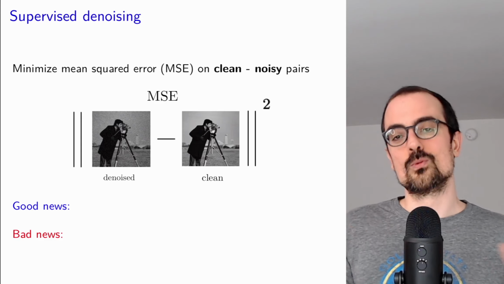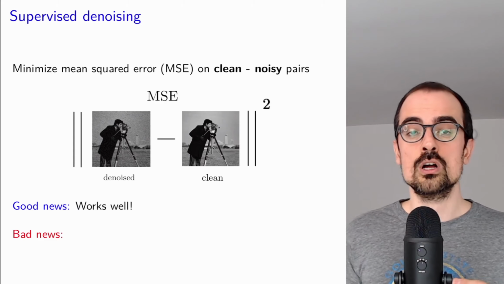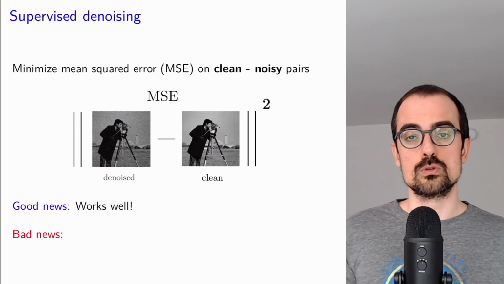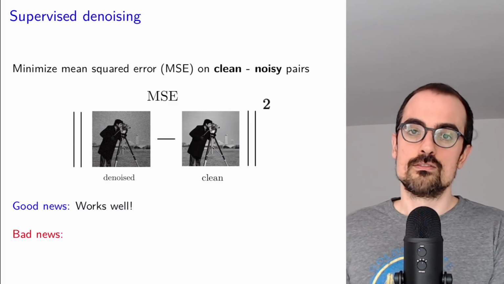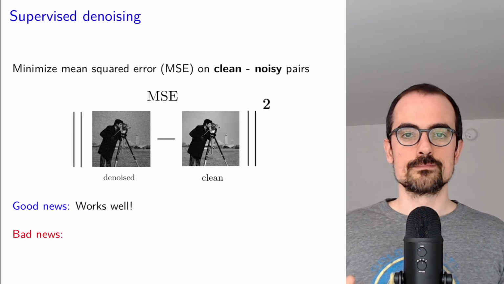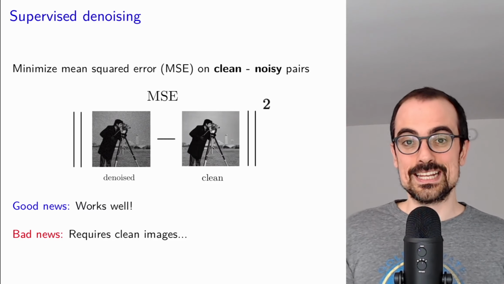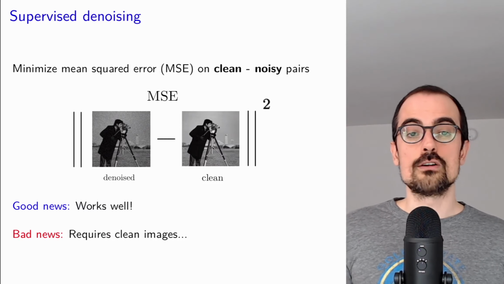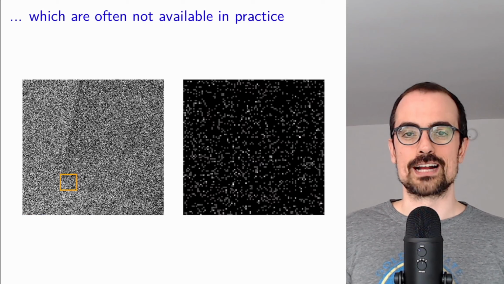What is the problem? Well, what's the good news first? The good news is that this works very, very well. You can go back to the previous video on supervised learning and see that it produces amazing results. These networks are able to learn very effective denoising strategies directly from the data that are well adapted to a wide range of signals and noise. What's the bad news? The bad news is that this requires clean images so that we can have these clean-noisy pairs for training, and often in the real world these are not necessarily available in practice.